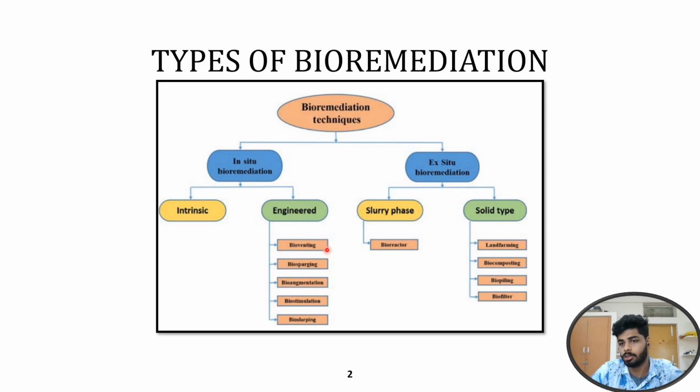It has many types like bioventing, biosparging, bioaugmentation, biostimulation, slurping, etc. For example, bioaugmentation is a process where we add specific microorganisms to a contaminated site in order to speed up the process of bioremediation. In the case of ex situ bioremediation, it is mainly carried out in two phases: slurry phase and solid phase. In slurry phase, we use bioreactors, most of the time stirred tank bioreactors. In solid phase, we mainly use four methods: land farming, biocomposting, biopiling, and biofilling.